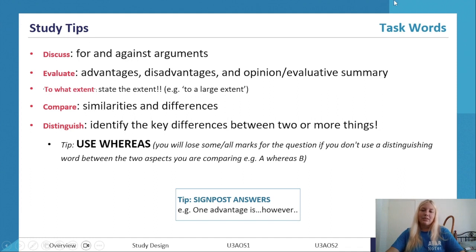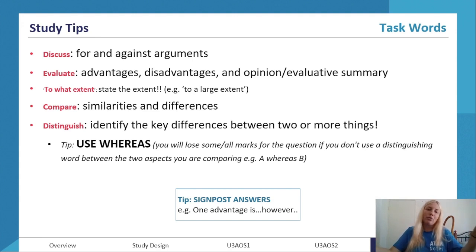So, a little introduction for you guys on task words. Discuss is for and against arguments. Evaluate is strengths and weaknesses, essentially. If a question asks you to what extent, you must state the extent. So you can say things like to a large extent, to a moderate extent, to a low extent, and then that must match what kind of points you give in your body.